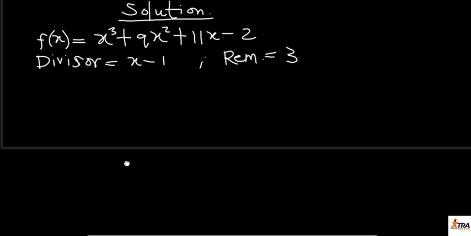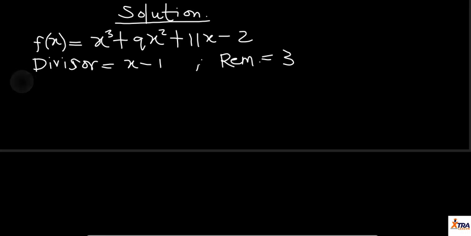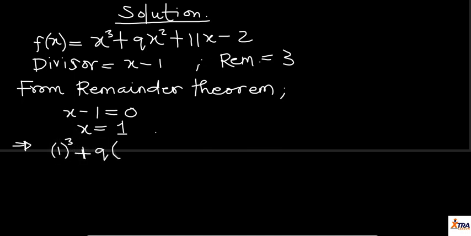The first thing we do, from the remainder theorem, is that when I equate my divisor to 0, whatever value I get for x can be substituted into the polynomial f of x, where I have 1 cubed plus q times 1 squared plus 11 times 1 minus 2, which will now give me the remainder.